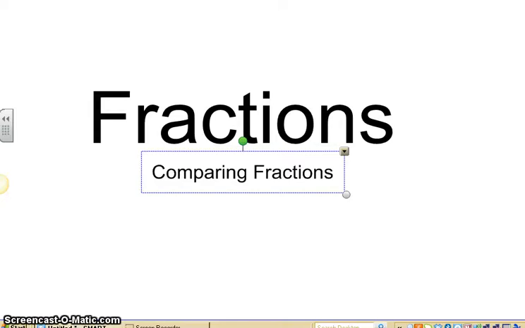Okay guys, today we are going to talk about comparing fractions. Now when we compare fractions, that means we may have a fraction like 2/3 and we may have a fraction like 3/5, and I want to know which fraction is bigger. Well, sometimes just by looking at the fractions, I can't tell which one's bigger.